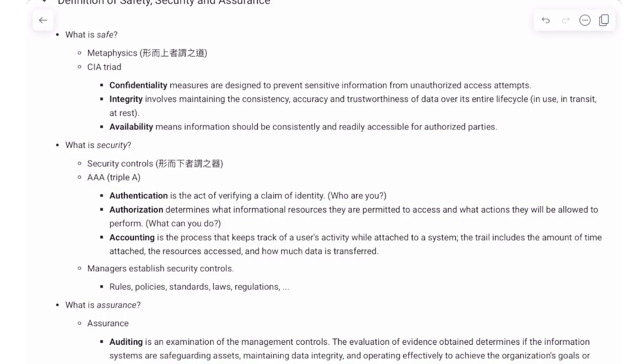Okay, but how is such safety actually implemented? We need a middle level manager, who establishes certain security controls. For example, when you enter the campus, you have to scan your student ID. When you are in the classroom, you have to wear a mask, something like that. That is a security control made by the middle level manager. Okay, but what exactly is assurance?